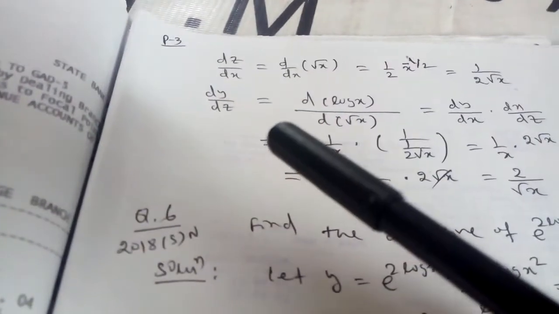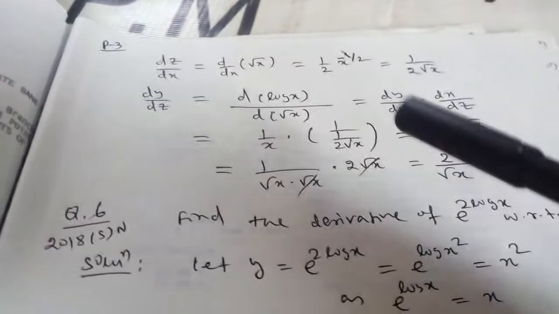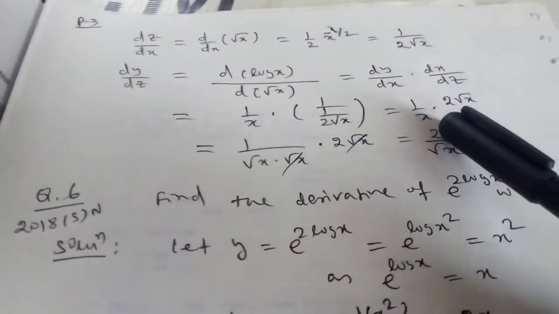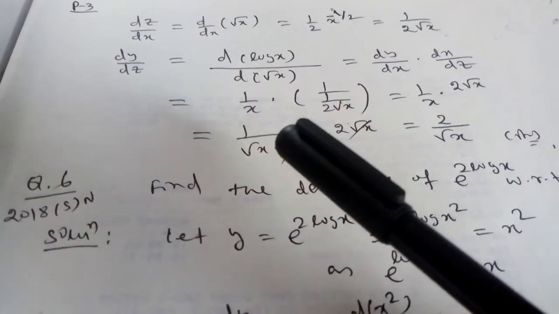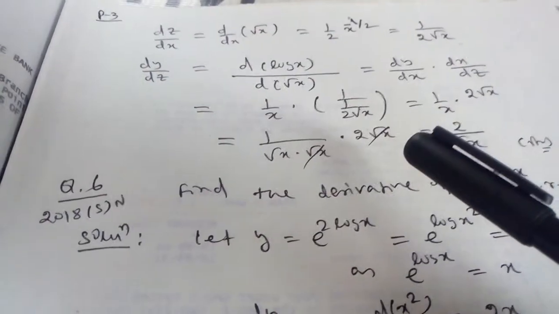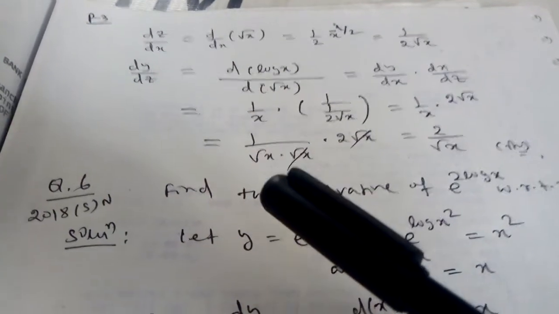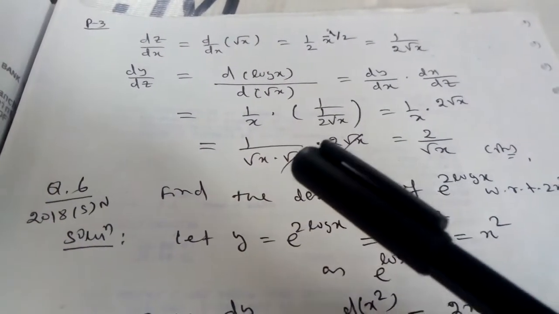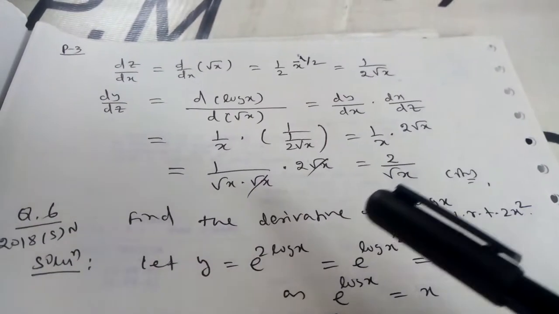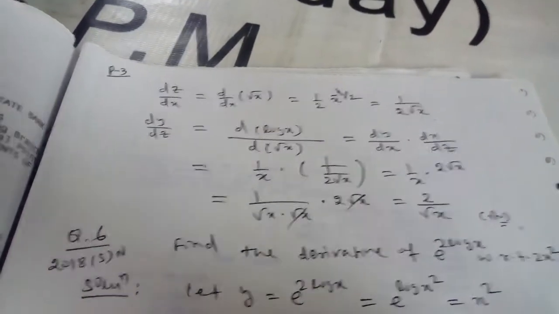Now dy by dz is equal to derivative of log x divided by derivative of root over x, is equal to dy by dx into dx by dz, is equal to 1 by x into 2 into root over x, which is equal to 2 into root over x divided by x root over x, which is equal to 2 by root over x, cancelling root over x and root over x in numerator and denominator.